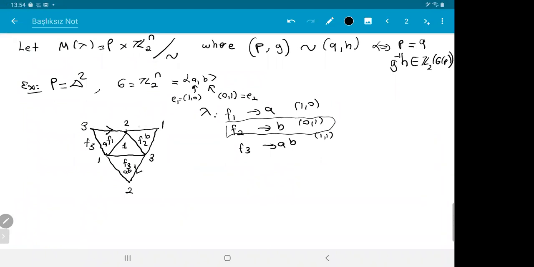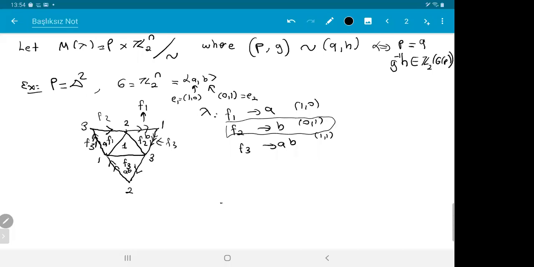Right? And similarly, this edge must be glued to... this is the edge F1, right, F1. This is F2. Since F1 goes to A, this one must be glued to here, right? And this is F3, this edge is F3. Since F3 goes to AB, this must be glued to this part.